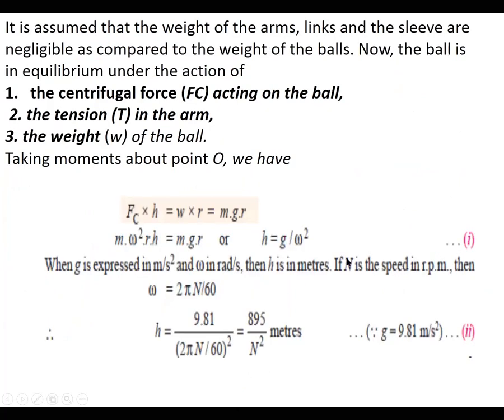Now come to a small derivation, because we have to start solving the problems. In order to solve the problems, we need to derive one formula. To get that formula, we are going through this small derivation. It is assumed that the weight of the arms and links, arms upward and links downward, and the sleeves are negligible as compared to the weight of the balls. Now the ball is in equilibrium under the action of, see here, the forces.